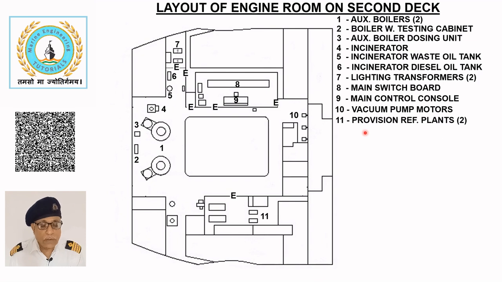Provision refrigeration plants. Two provision refrigeration plants, 11, maintain the cold room temperatures necessary for preserving meat, fish, fruits, vegetables and dairy products for the ship's crew.